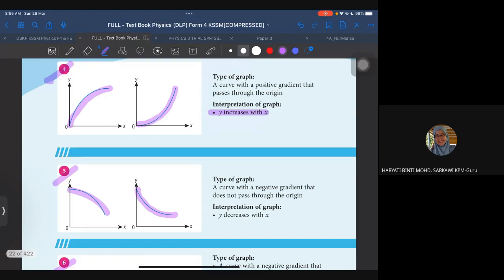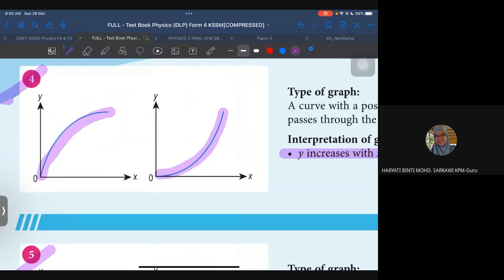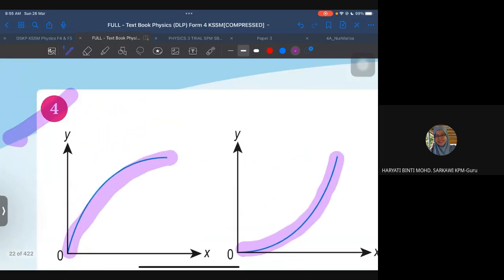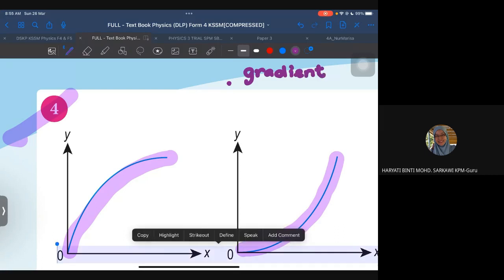When I say gradient decreases, I better write it here. I'm afraid I say it wrongly even though it's right in my head. So this one, do you understand the meaning of gradient? Gradient. In BM it is kecerunan, slope, sloping.